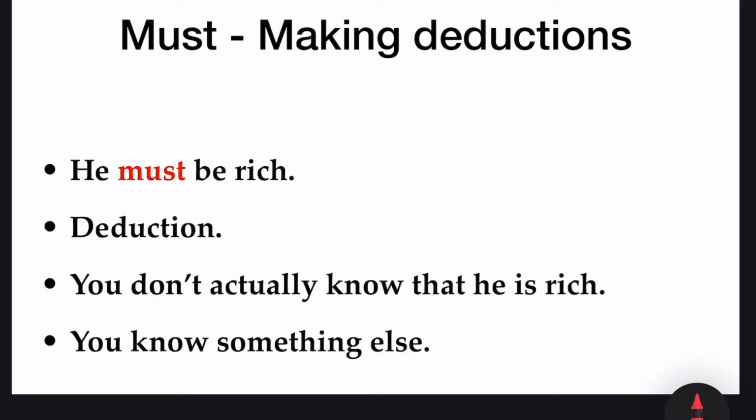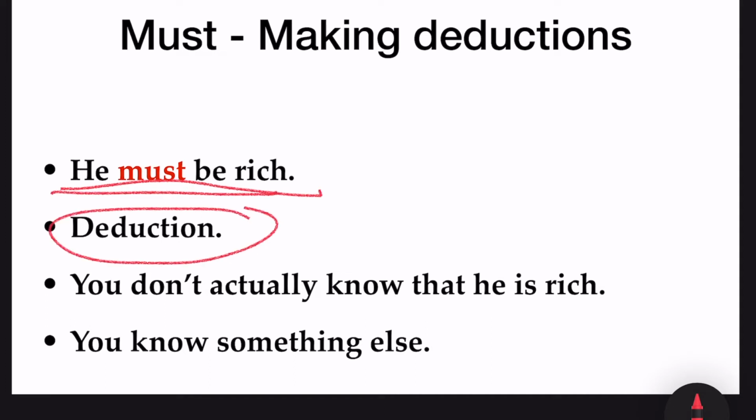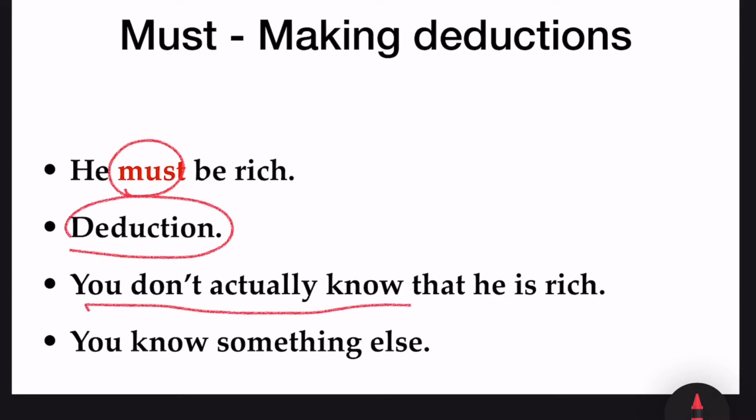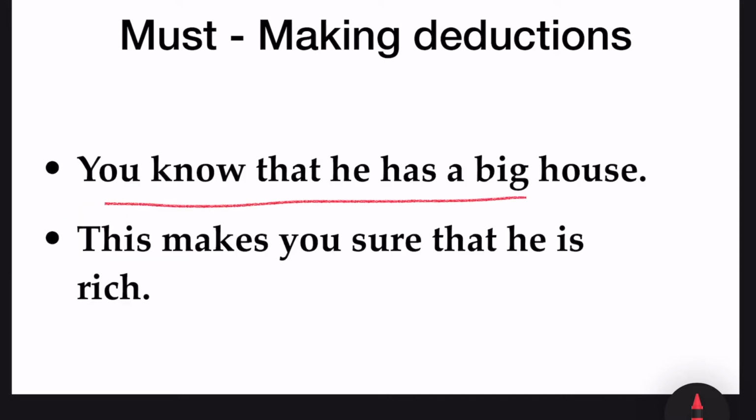Look at this sentence. He must be rich. He must be rich is a deduction. Here we have used must to make deduction. You don't actually know that he is rich. You know something else. You know that he has a big house. This makes you sure that he is rich.